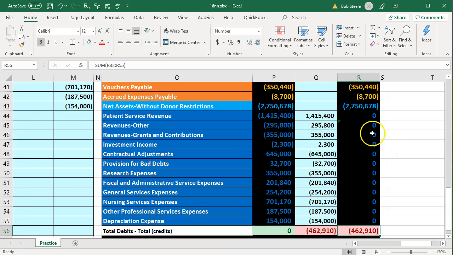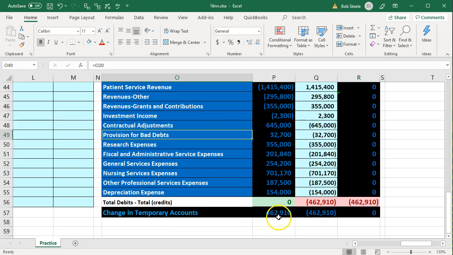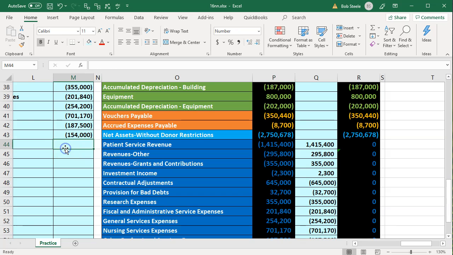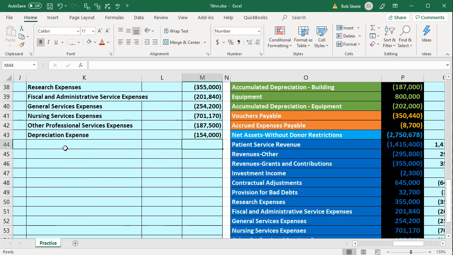Now that takes the objective of making all these zeros, which is the closing process. We're out of balance by that 462,910. That, of course, is what we are going to be recording, and it's equal to what the net income type of number would be. The change, the revenue minus expenses in essence. So we're going to record that here.